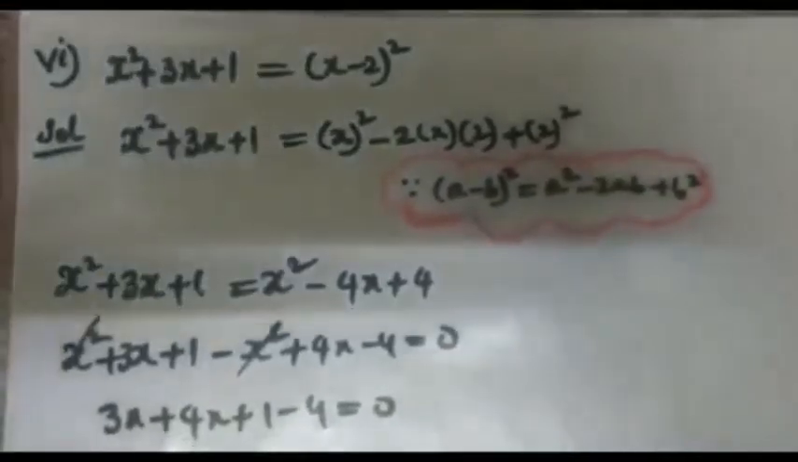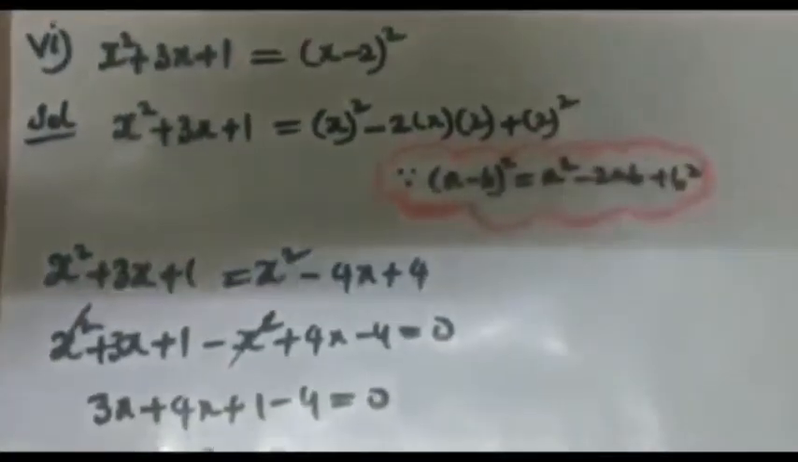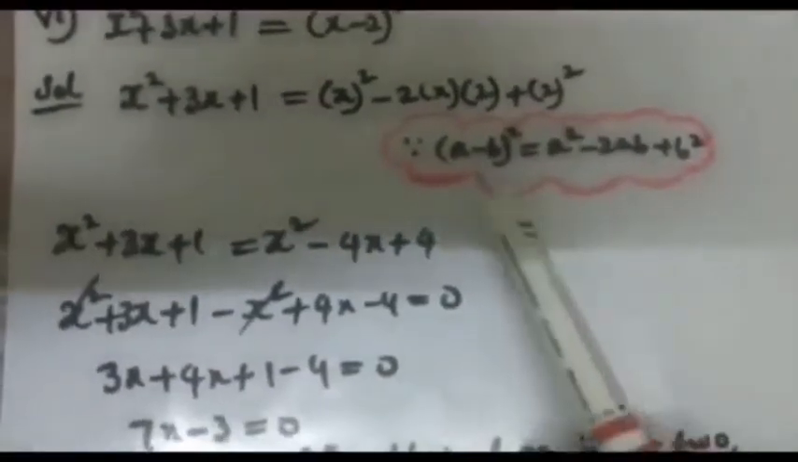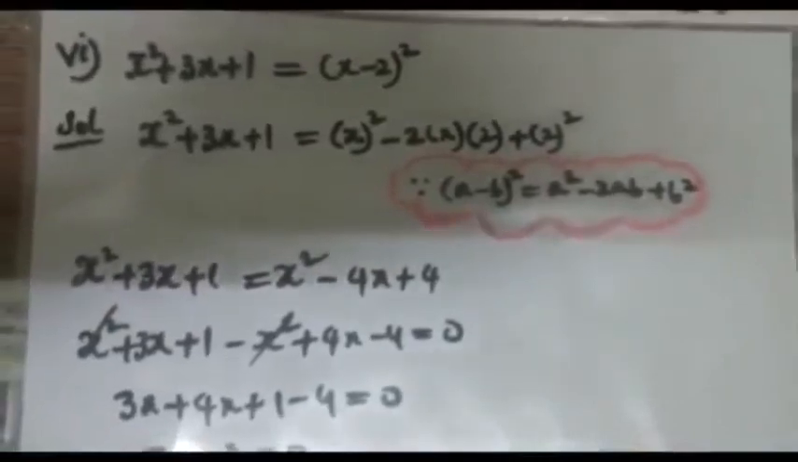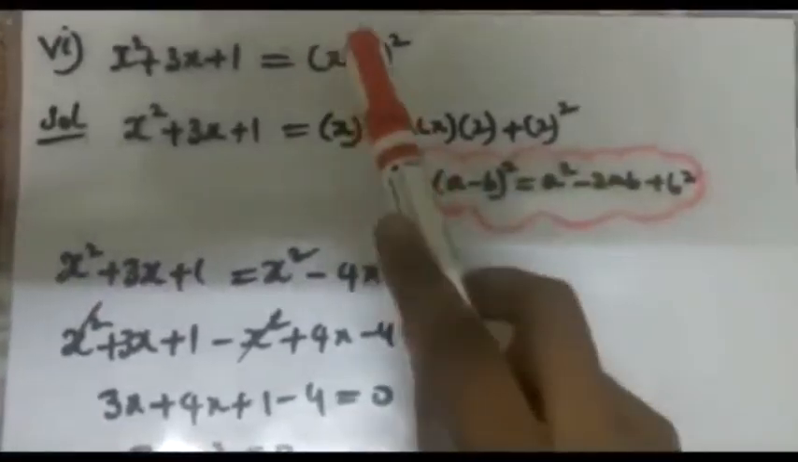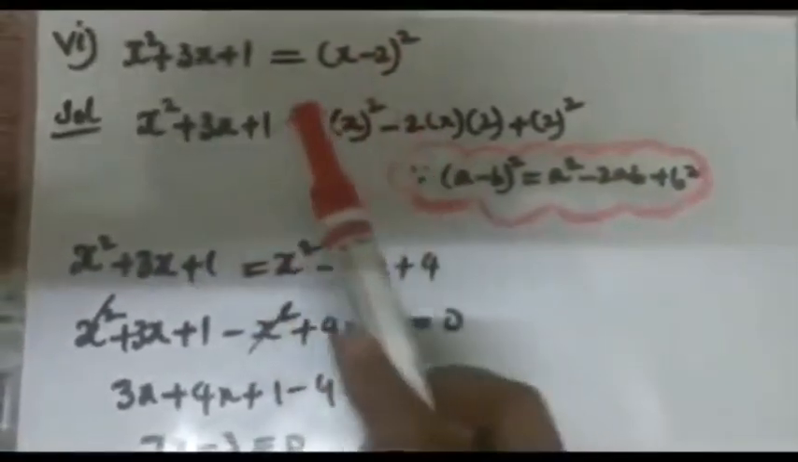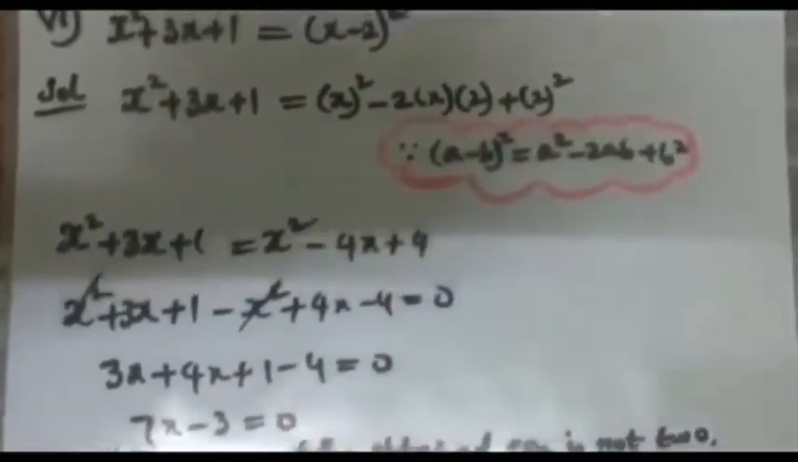Here we have used the identity a minus b whole square. In the red cloud you can see I have written the formula. Please also write the formula so that it helps you understand how you expanded this bracket. Okay, x minus 2. Similarly everything goes like this and at the end I got 7x minus 3. You also should get this.